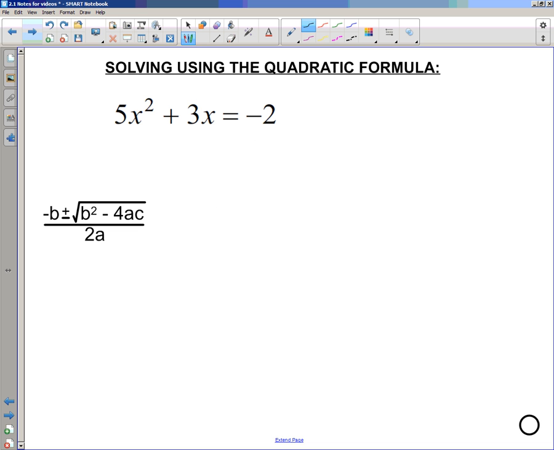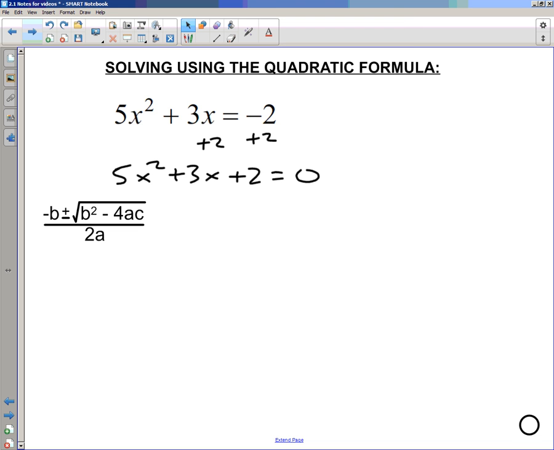Okay. Next up then, we've got another quadratic equation here, and it's not in the right form. It's almost. We just got to get that -2 off of that side. Let's add 2 to both sides. We should be in good shape. So 5x squared plus 3x plus 2 equal to 0. Okay, now it's in the correct form.